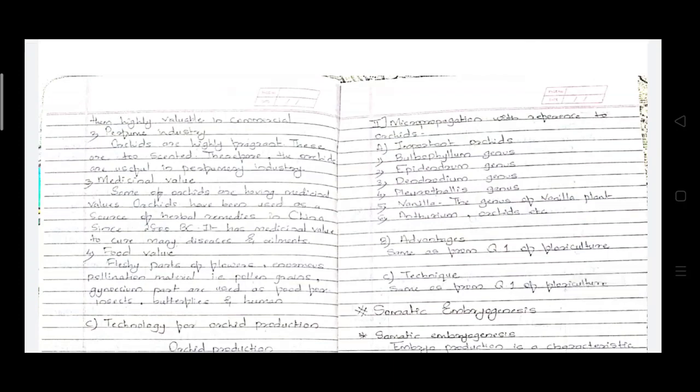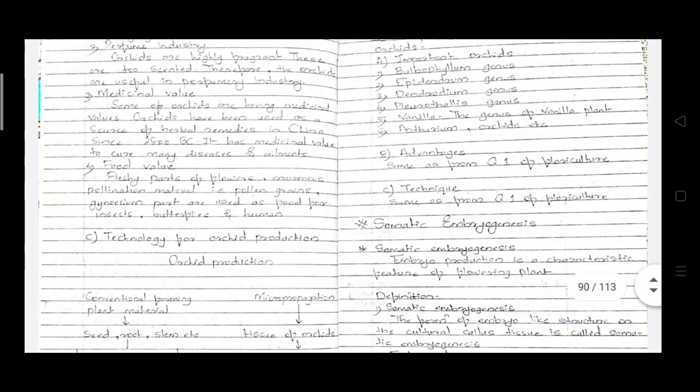The next importance is food value. The fleshy parts of the flowers and the enormous pollination material, that is pollen grains and gynoecium parts, are used as food for insects, butterflies and humans. So due to the fleshy nature of the flowers, some floral parts like pollen grains and gynoecium are used as food for insects, butterflies and also humans. So ultimately they have food value. These are the importance of orchids.